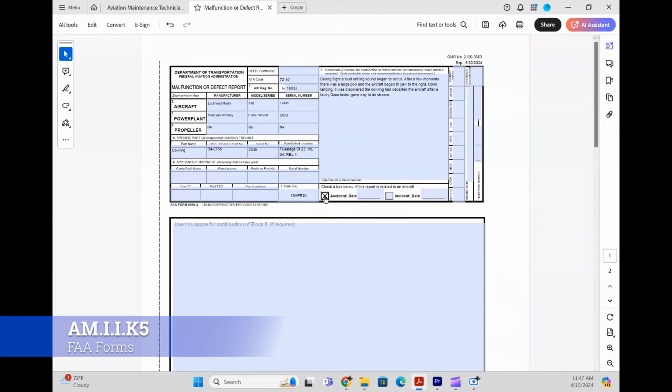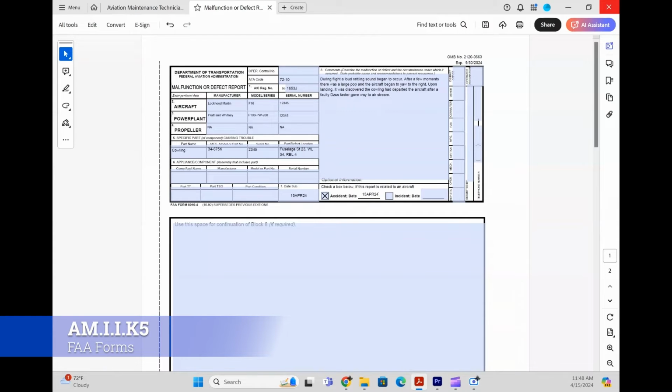Okay, so the next thing is that we want to say, hey, look, this is the date that the accident happened on, whether it's an accident or an incident, and put the date there, so that way they can know how to track it. Then the next bit is I would go and select on that right hand side mechanic, put an X there because I'm a mechanic.